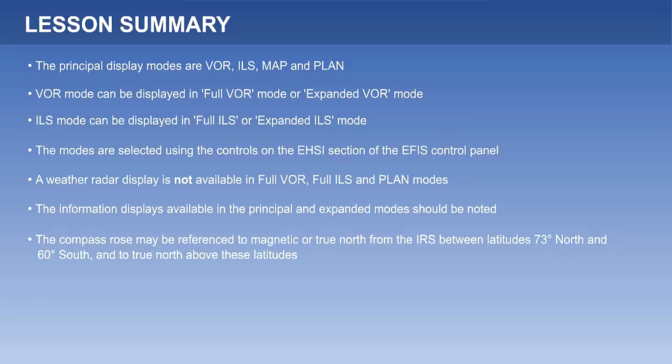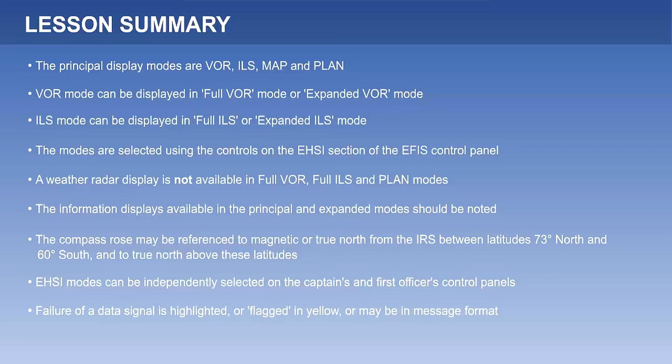The compass rose may be referenced to magnetic or true north from the IRS between latitudes 73 degrees north and 60 degrees south and to true north above these latitudes. EHSI modes can be independently selected on the captain's and copilot's control panels. Failure of a data signal is highlighted or flagged in yellow or may be in message format. The common symbols should be noted.